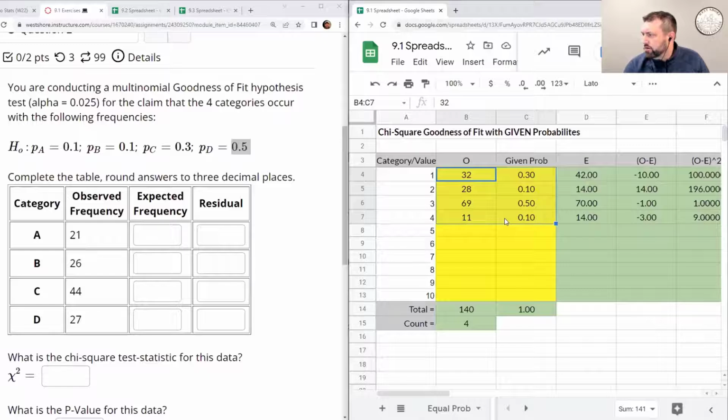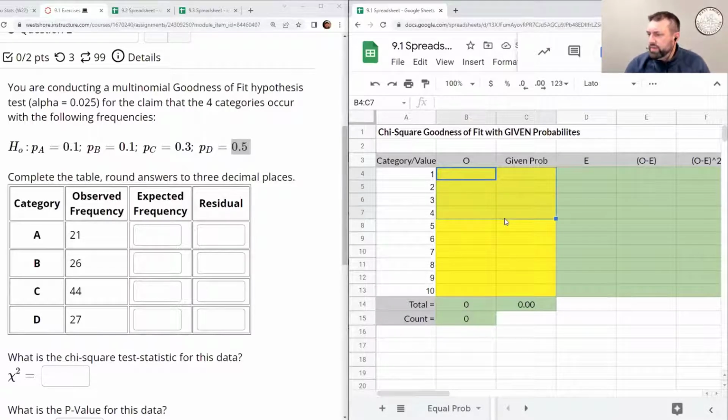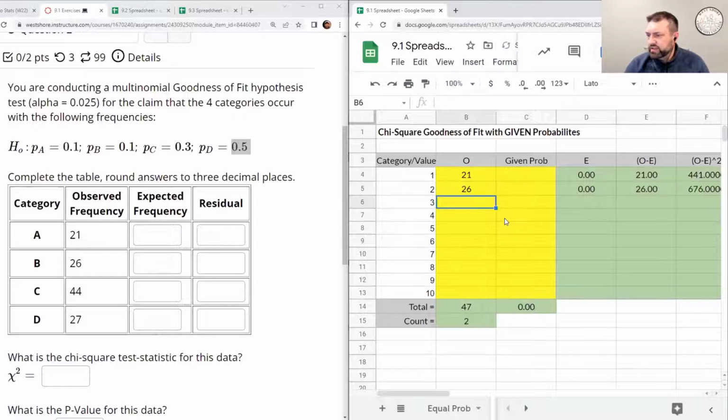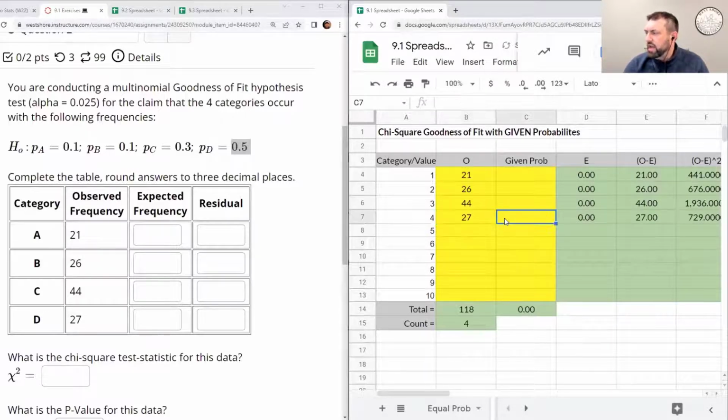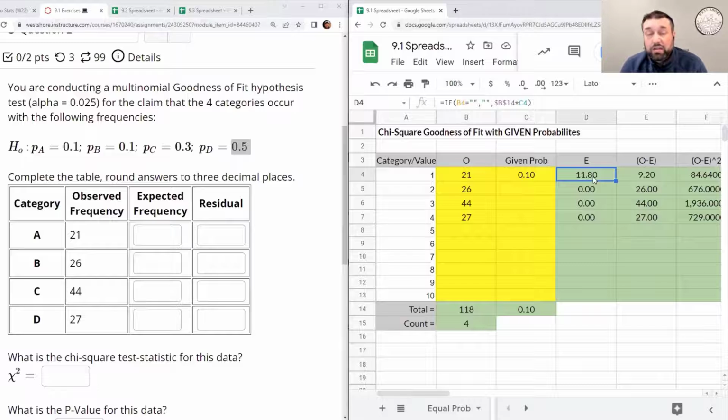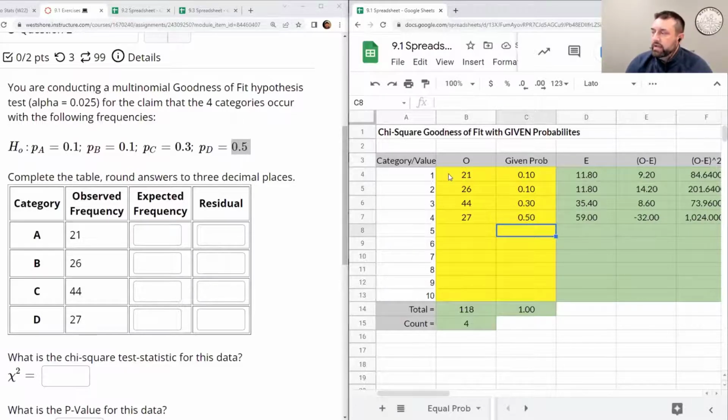So what I'm going to drop in here, let's delete this old information. I'm going to put in the observed frequencies, 21, 26, 44, 27, and then I'm going to put in the given probabilities. The given probability for category A is 10%. So I'm going to put in 10%. The total number of items that I've sampled is 118. If I take 10% of 118, I would expect to have 11.8 items. I got 21 items in bucket number 1. This is 10%, this is 30%, this is 50%. And here is my experimental results from me counting the results of the experiment. And here is my theoretical results.